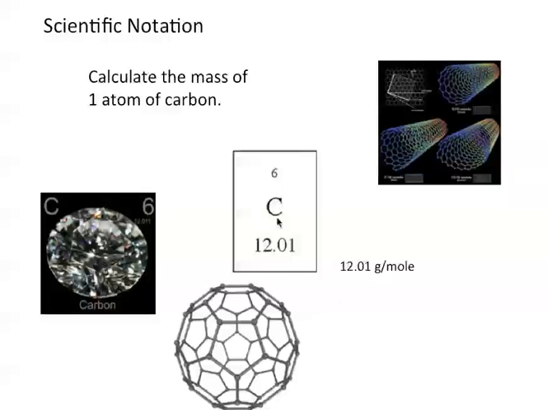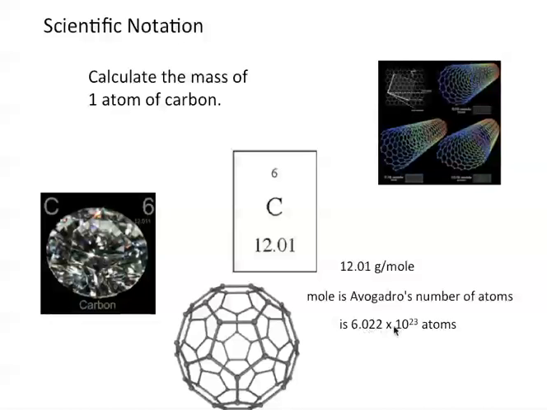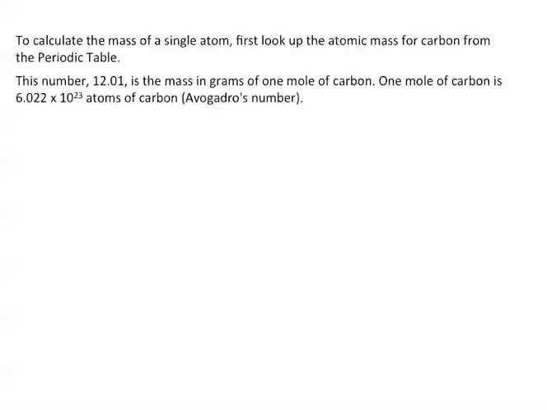Okay, and so the atomic mass of carbon is 12.01 grams per mole, and a mole is Avogadro's number of atoms, which is 6.022 times 10 to the 23 atoms. So to calculate the mass of a single atom, first we want to look up the atomic mass for carbon from the periodic table of elements. This number, 12.01, is the mass in grams of 1 mole of carbon. 1 mole of carbon is 6.022 times 10 to the power of 23 atoms of carbon. So 1 mole has a lot of atoms.